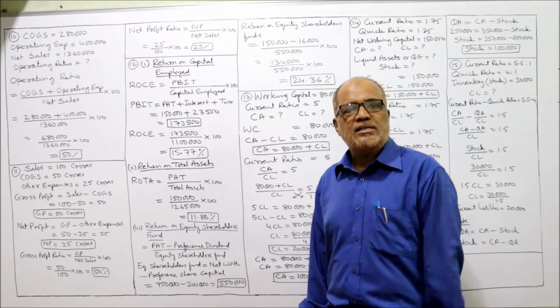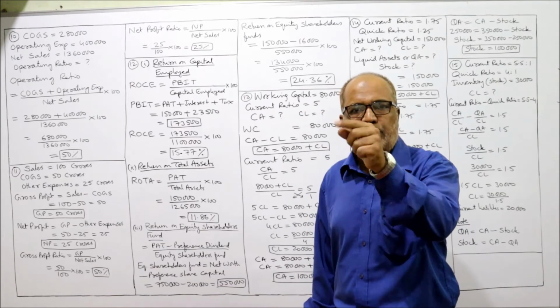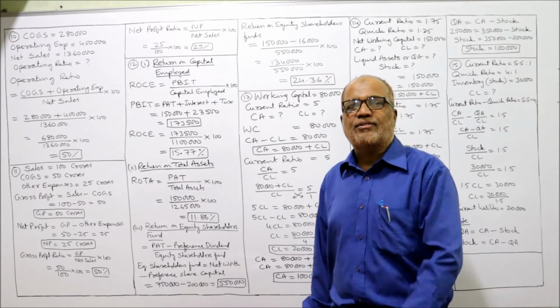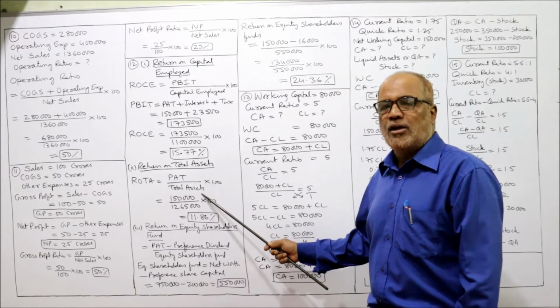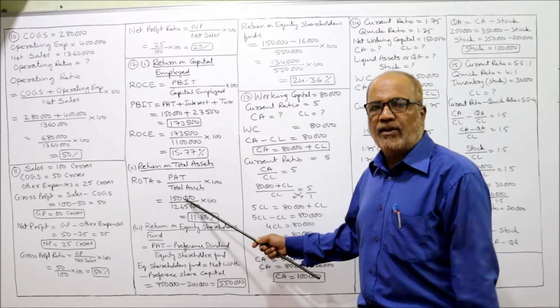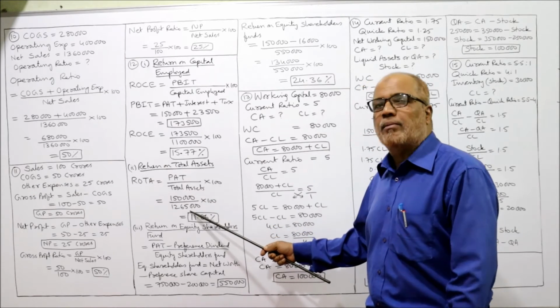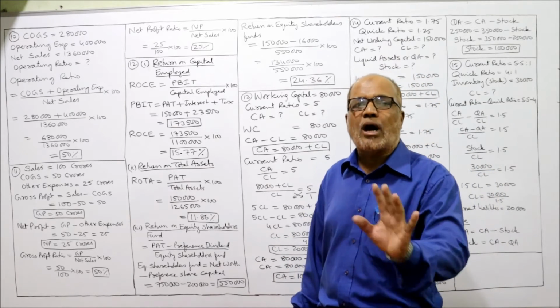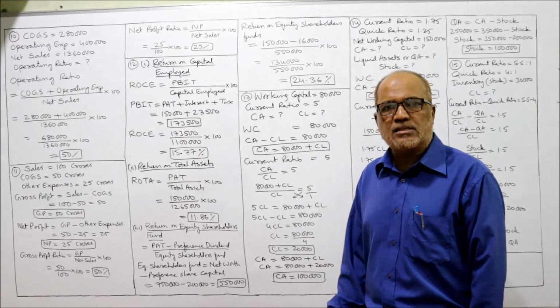So return on total assets, the formula is PAT divided by total assets into 100. Profit after tax divided by total assets into 100. The profit after tax 1,50,000 is given. Total assets is also given in the problem, 12,65,000, into 100. 11.86% is the ROTA, return on total assets.